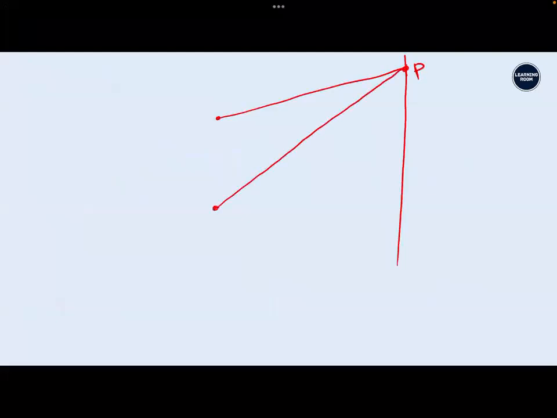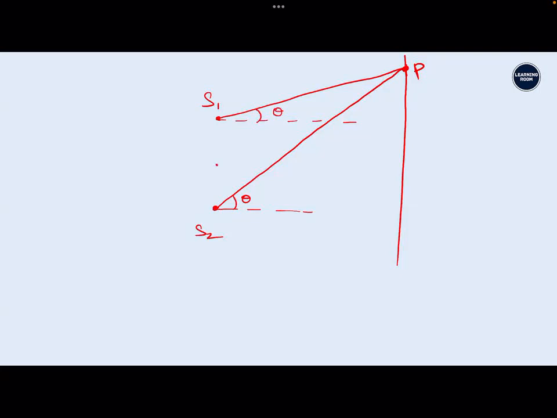Here I have S1, S2. S1 is going and striking the screen at point P. S2 is going and striking the screen at point P. So if this is S1, this is S2. If I take this angle to be theta, this will also be approximately theta, because the width of the slit is very, very small. The diagram looks big.